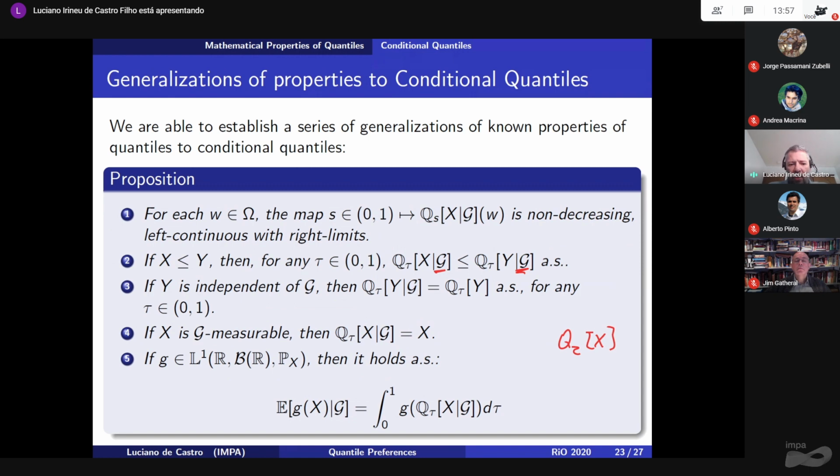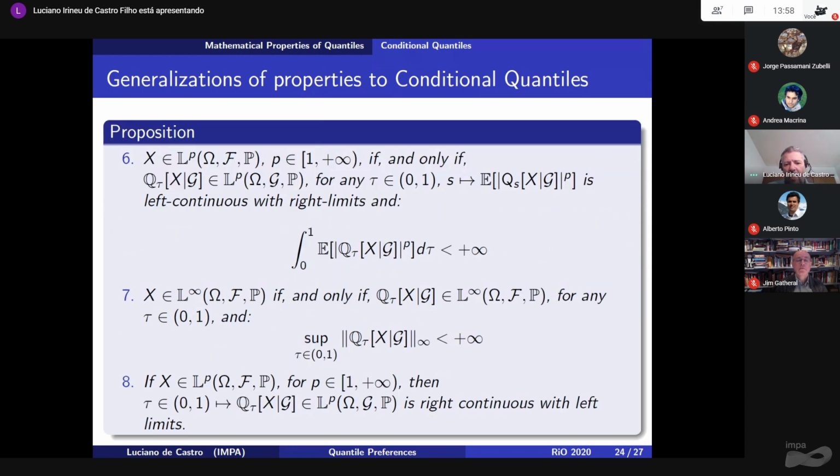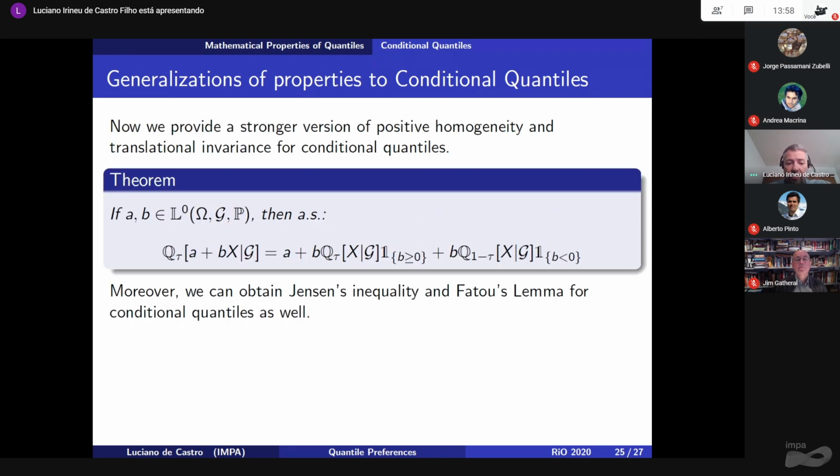So monotonicity, and the fact that if y is independent of g, then it collapses. If x is g measurable, then it can be taken out of the quantile. The other property here, known for the expectation of g of x, is the integral of g of the quantile of x in d tau. This is known. What we have done is to generalize this for the conditional properties. And there are other properties that are also known for quantiles in general, but we generalize them for conditional quantiles.